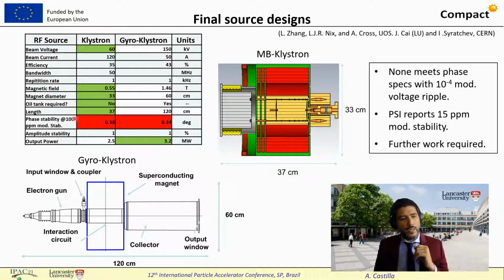And if we take into account 100 ppm of the modulator stability, then neither of the sources really can reach the desired phase stability. However, this needs a little bit more time to look into, since PSI, for example, reports up to 15 ppm for the modulator stability. So this is still a work in progress. However, both sources seem to be quite promising.